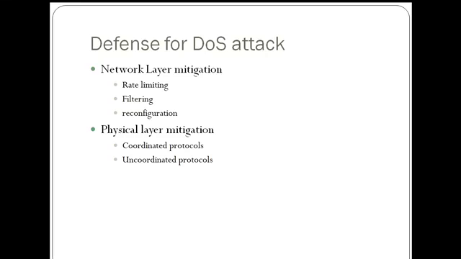Then comes the physical layer mitigation. Wireless networks are widely applied in local area systems in smart grid. Thus, wireless jamming attack should be the primary DOS attack in wireless based smart grid. In recent years, jamming resilience schemes have been developed to reduce jamming attacks. The schemes are developed in either a coordinated or uncoordinated way. So let's see about the coordinated and uncoordinated protocols.